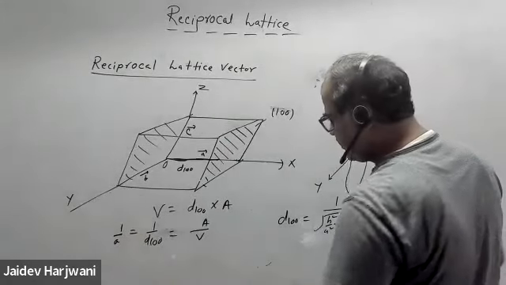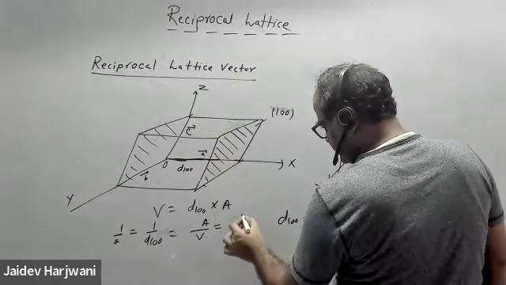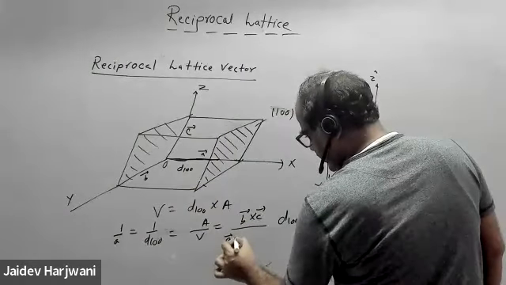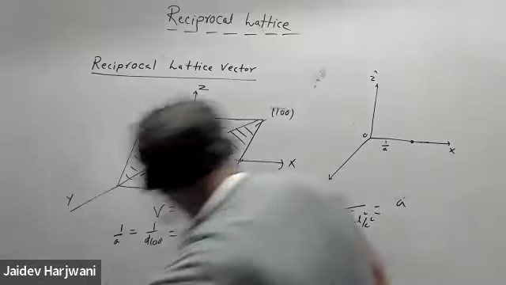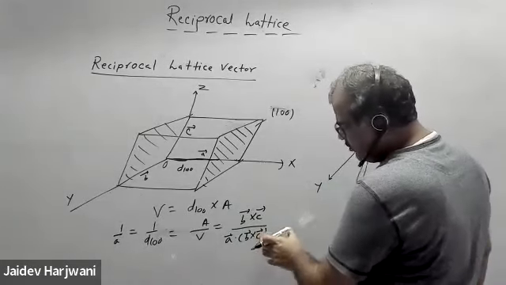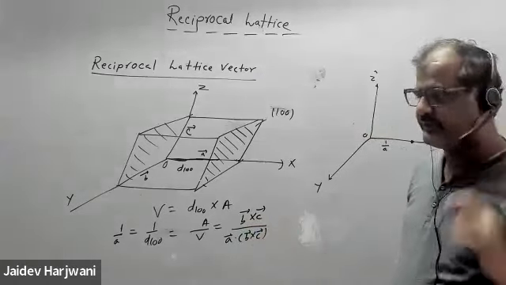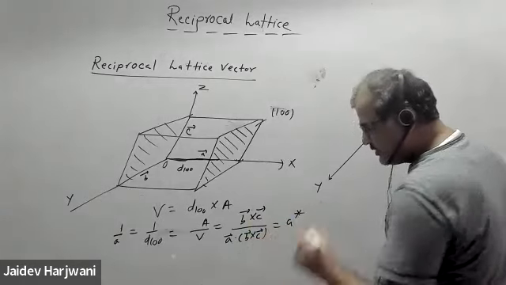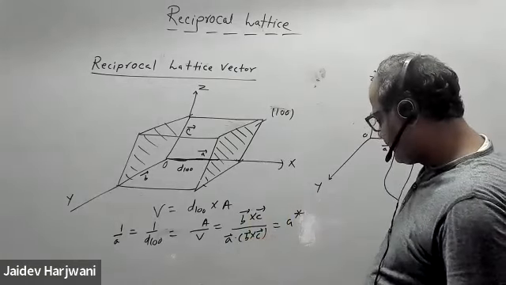So area is your b cross c, and volume is your a dot b cross c. So this is equivalent to b cross c upon a dot b cross c. What is this? This is the reciprocal lattice. This is basically our a dash, a star, the lattice parameter of the reciprocal lattice.